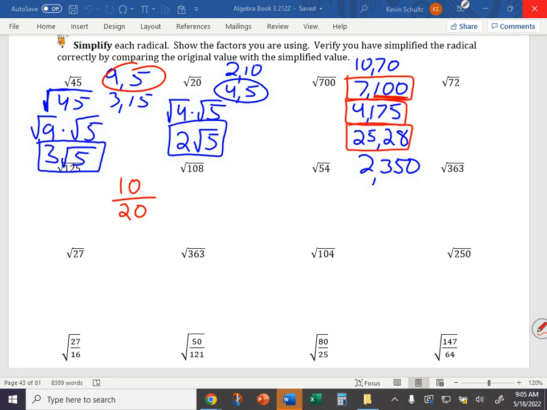Because if you don't, if we were to simplify this by simply dividing each by 2, we have to simplify it again, right? If you go with 4 and 175 or 25 and 28, you have to simplify a second time because you didn't pick the largest perfect square factor. 175 is bigger than 100, but 175 isn't a perfect square, right? You want the largest perfect square factor.